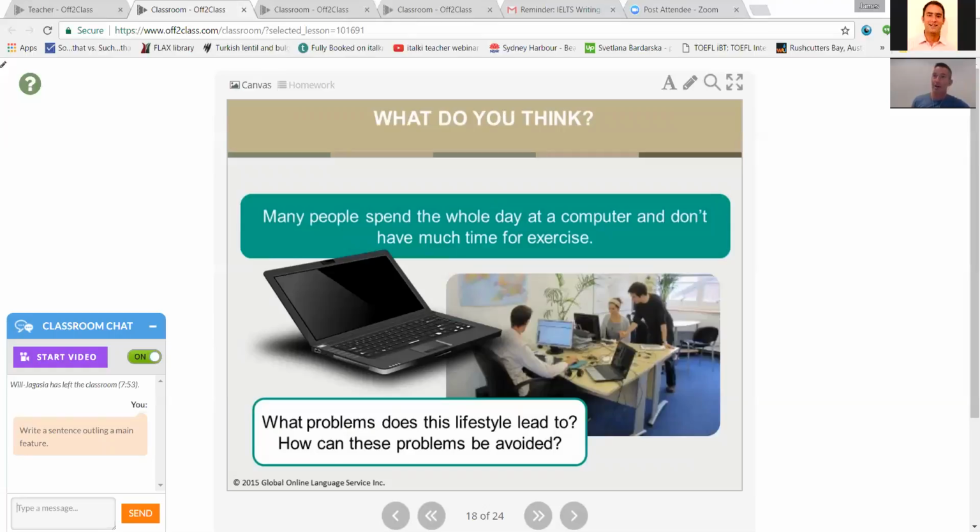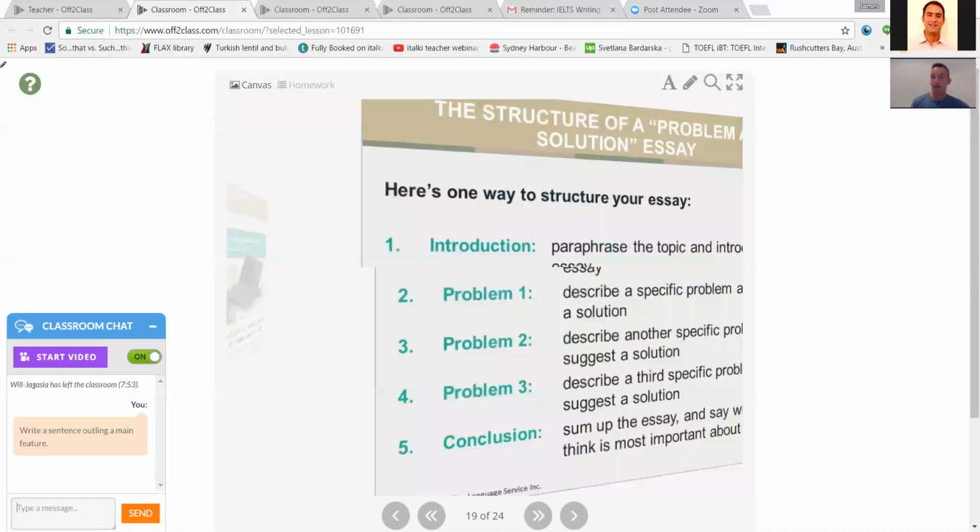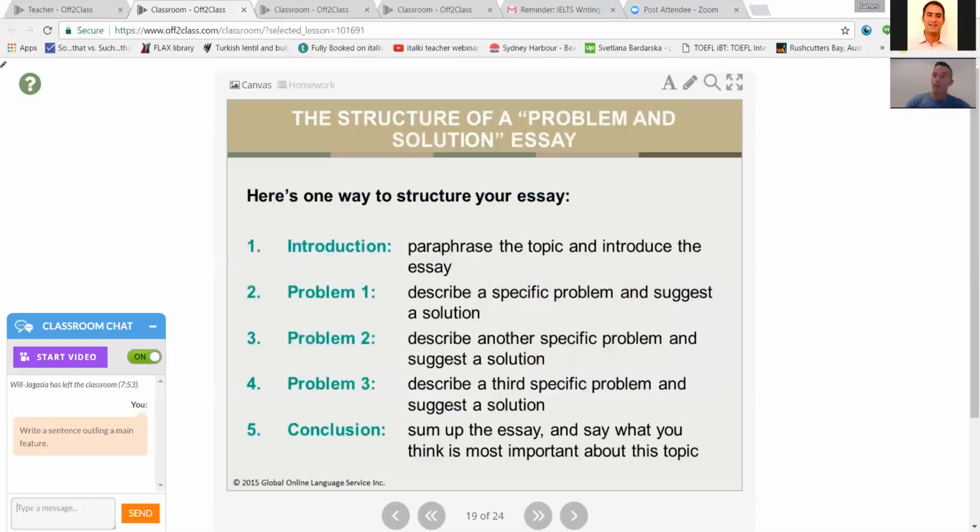IELTS examiners aren't cruel. They're going to do something that everybody should be able to respond to in some way. They never have religious topics or political topics. It's always very standard across the whole 21st century world type of issue. So that does help them get off to a good start. The problem and solution essay is very typical. So writing a discursive essay here about problems and solutions.